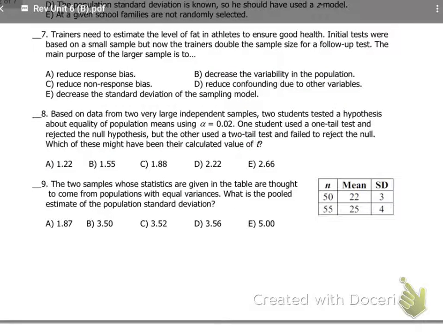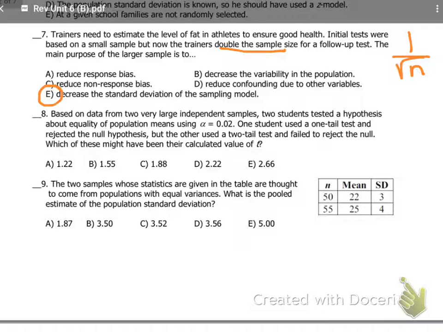Okay, let's do number 7. And they want to double the sample size. Okay, so what happens if we double the sample size? Remember, where is n? It's in the denominator. Now, we talked briefly about this when we were doing errors. If the denominator gets bigger, what happens to the whole fraction? The whole fraction as a whole. It gets smaller, all right? So what happens then? We would decrease the standard deviation of the sampling model.